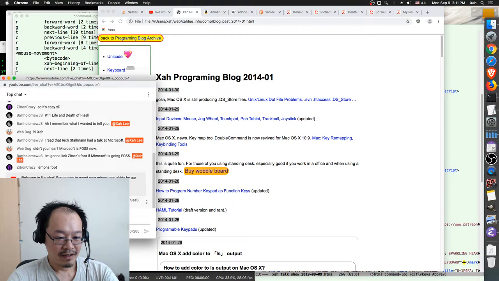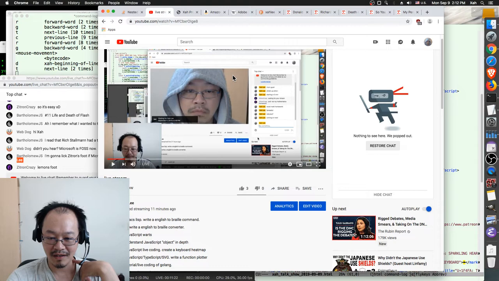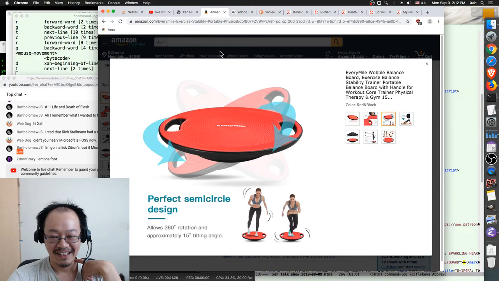So WebDog says, I agree with you, Xah. Open source is welfare for FAANG. What does that stand for? And SaaS startups. What does that stand for? So type it. I would like to do some technical stuff, like programming, instead of talking about this philosophy kind of thing, random chat.